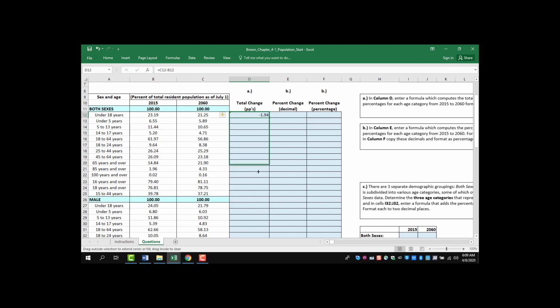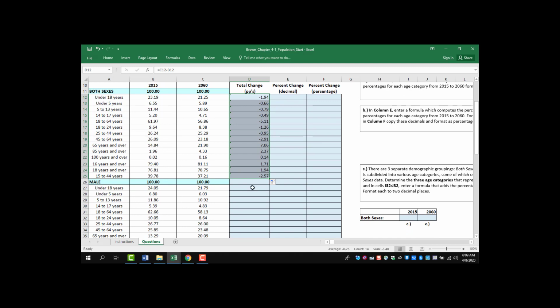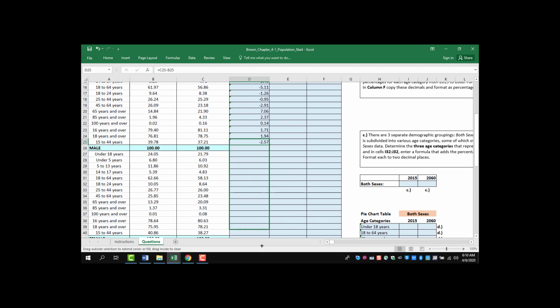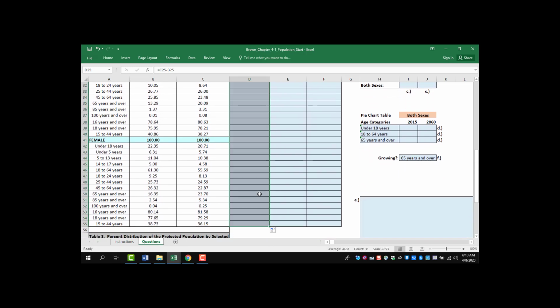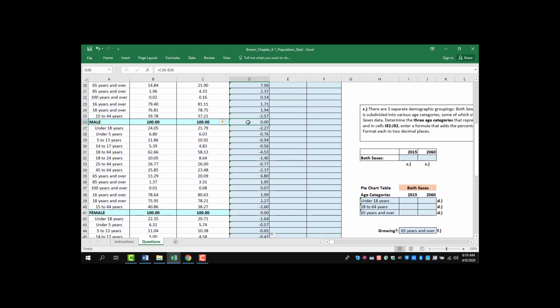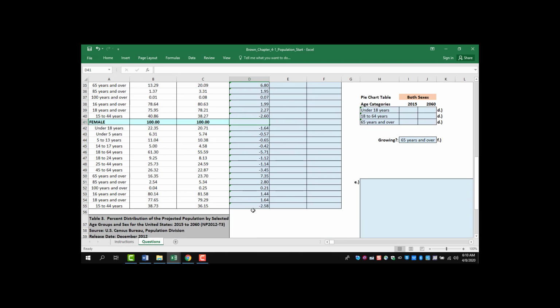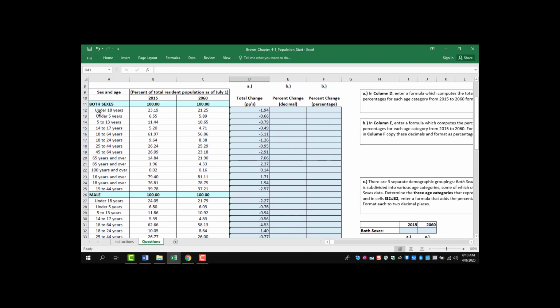And I'm just going to drag that down to here. I'm not going to go through here, but I could just drag it down all the way and get rid of this because that's 100%. You've got this broken down between both sexes, male and female. You can see some groups are increasing in their percentage of the population, some groups are not.